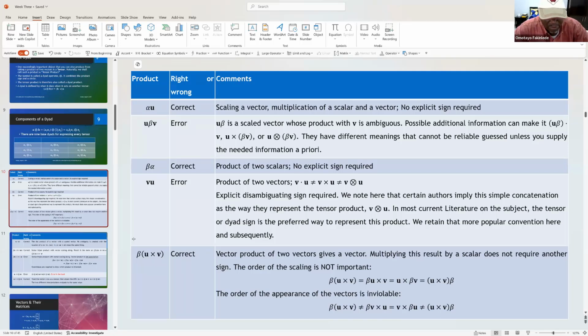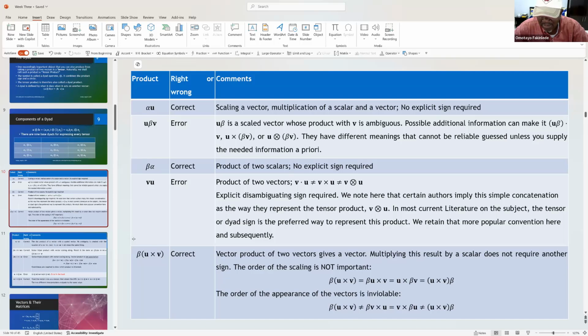Of course, that is possible. And in that, the vector product of two vectors gives a vector. Multiplying this by a scalar does not require another sign. The order of the scaling is not important. So beta into U cross V is the same as beta U cross V.